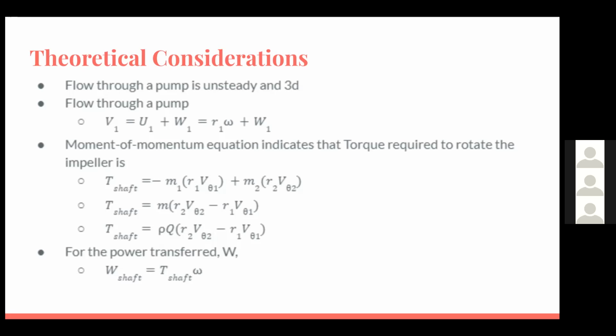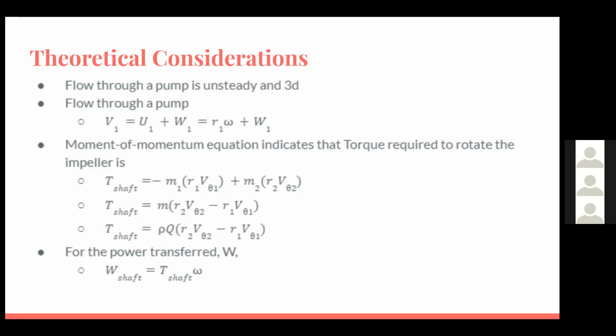If we use the moment of momentum equation to find the torque needed to rotate the impeller, we have that T shaft equals negative M1 R1 V theta 1 plus M2 R2 V theta 2, where V theta 1 and V theta 2 are the tangential components of V1 and V2 respectively. And so we can rewrite it as T shaft equals M times R2 V theta 2 minus R1 V theta 1 if we take the mass flow rate, or we can rewrite it as T shaft equals density times volumetric flow rate times R2 V theta 2 minus R1 V theta 1.